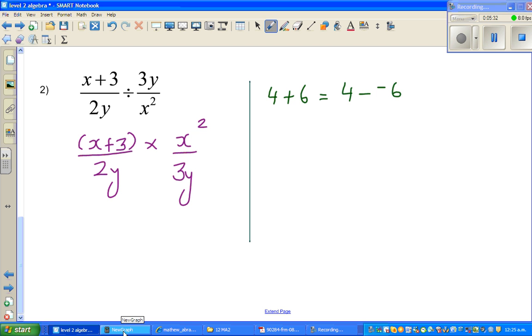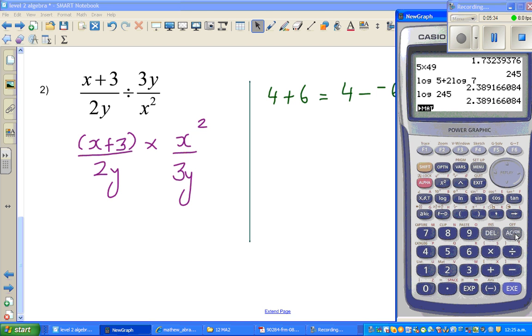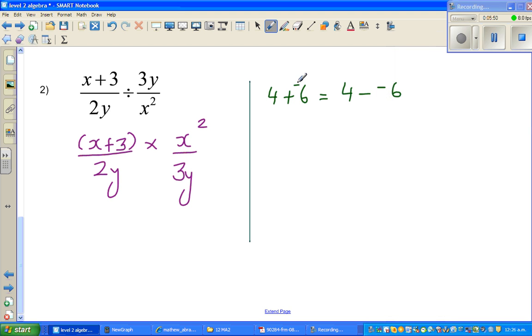I'll show this on a calculator. So 4 plus 6, you should know, is 10. Okay, and if you go 4 minus minus 6, that will also give you 10. So if you're doing the opposite of plus, what's happening is this is plus 6. You're going 4 plus 6 is becoming 4 minus minus 6.